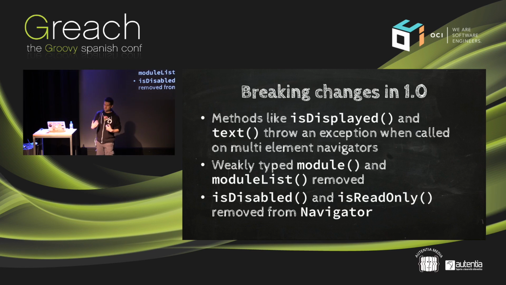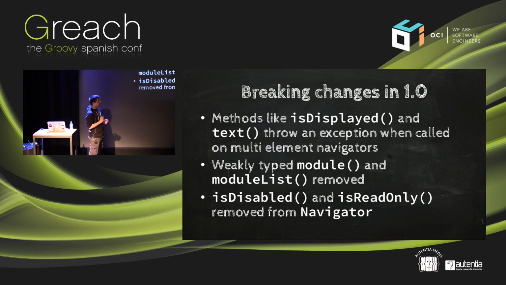Why is that? I've noticed that a lot of people struggled with problems. They would come over to the mailing list and ask questions, and when I was helping them out, we figured out quite often that they were actually calling these methods on a multi-element navigator. They were not aware that their selectors were selecting more than one element, which caused confusion and problems. So I will show you later how to call these methods on multi-element navigators. It's possible, but now if you just plainly call these methods on multi-element navigators, they will fail and throw an exception.